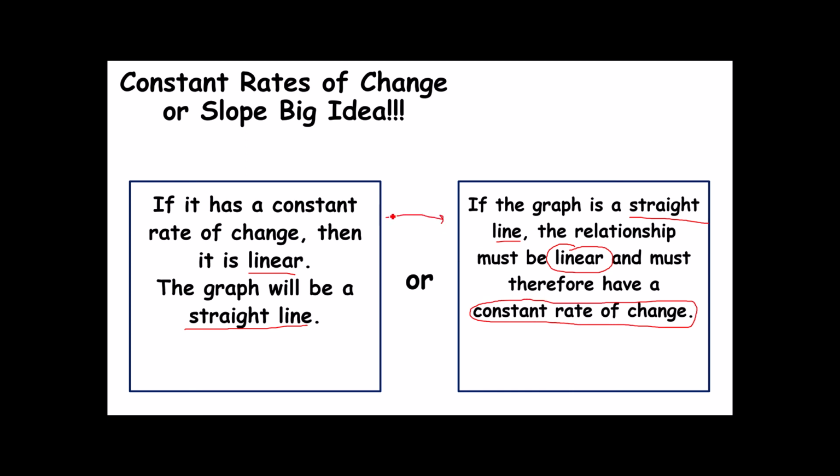Depending on which piece of information you're given, you can make a decision about the other. So if I give you the ratios, you can figure out what the graph is going to look like, knowing whether it will be linear or not. If I give you a linear graph, you know that your rate must have a constant rate of change.